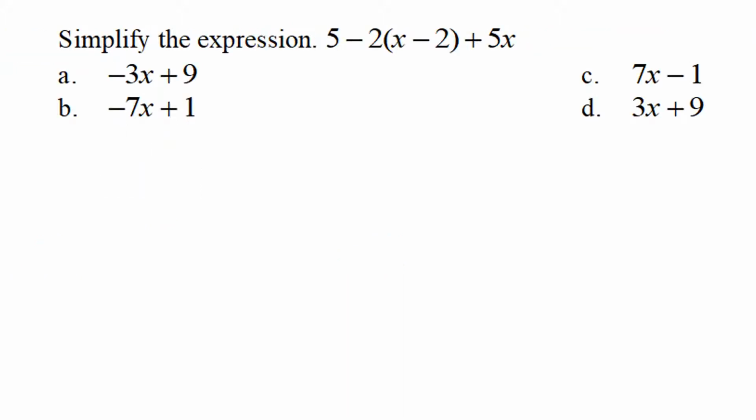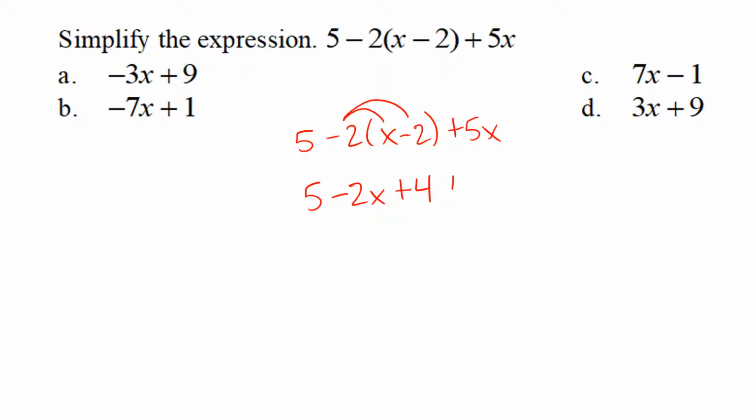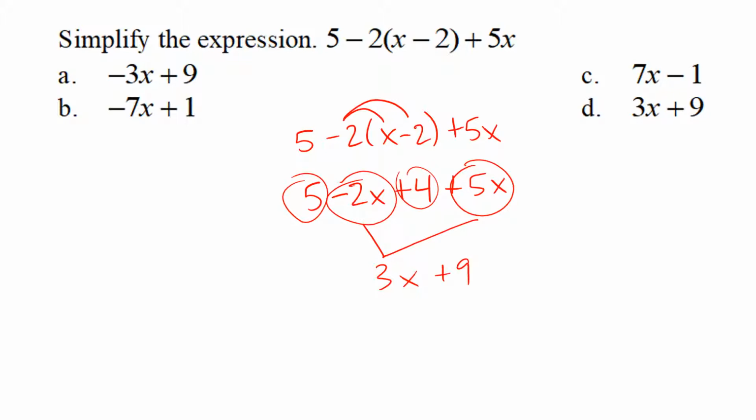Okay, this one's a big one. 5 minus 2 times the quantity x minus 2, plus 5x. So negative 2 times x is negative 2x. Negative 2 times negative 2 is positive 4. Negative times negative is a positive. I have 5 and I have plus 5x. Negative 2x plus 5x together is 3x. And 5 plus 4 is 9. 3x plus 9, hey, right there, D. There it is.